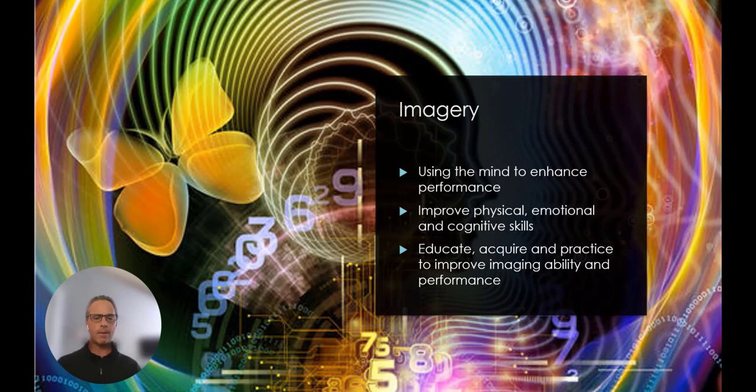Okay, so let's recap. Imagery is using the mind to enhance your performance. It allows us to develop a blueprint. It allows us to innervate our muscles with new nerves for creating the correct movement patterns and the correct thoughts, the correct emotional response to things. And essentially, you have to do what you would do in any psych skills training program. You have to educate yourself on it, acquire skills, and practice to improve your imaging ability and performance.